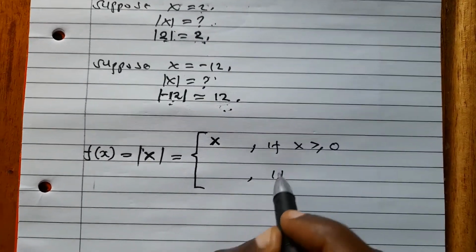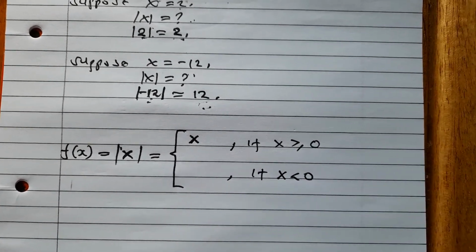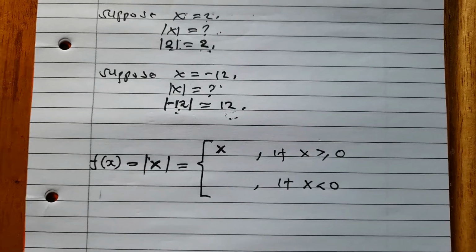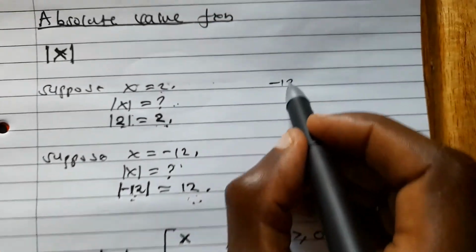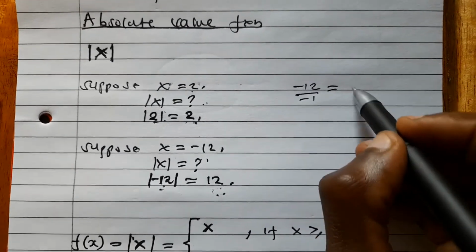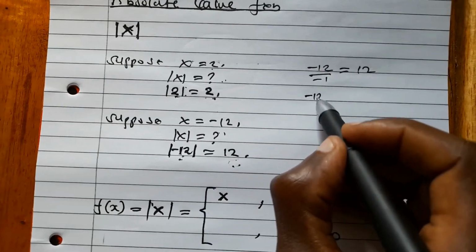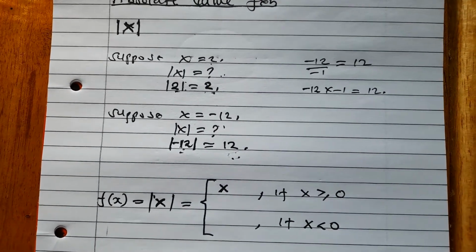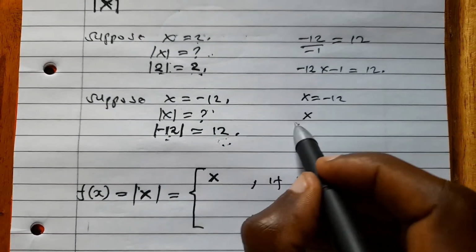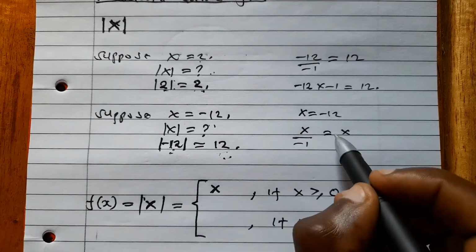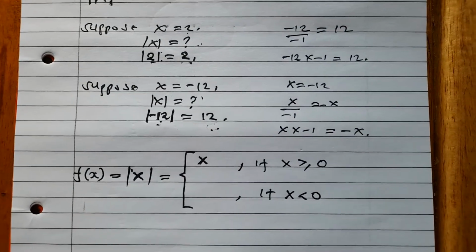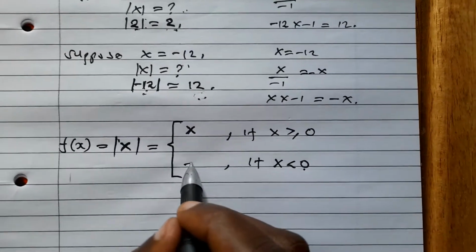But what if now x is less than zero? What does this function do? You realize it changes this value when it is less than zero, meaning it's negative. If we have a negative value, let's say negative 12, to change it to positive we either divide by negative 1 and get 12, or we multiply negative 12 by negative 1 and get 12. Either way, if x represents negative 12, I take that x and divide it by negative 1, getting negative x, or multiply it by negative 1, getting negative x. So in either case, if the value is less than 0, we will have negative x.